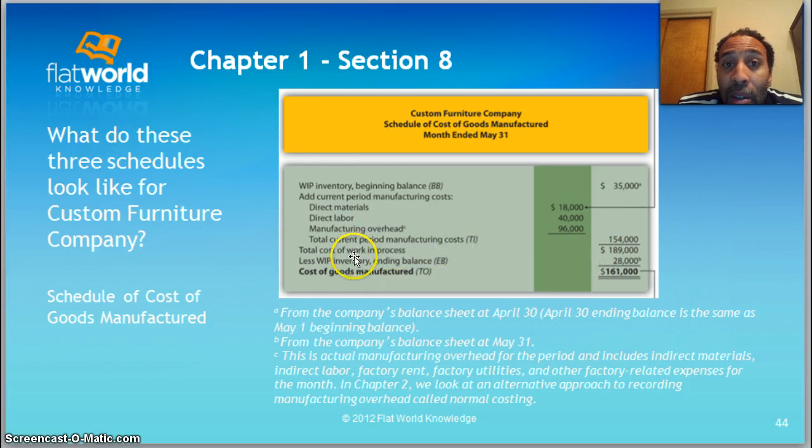So we minus work in process inventory at our ending balance. So we ended with 28,000. We had 189,000 available. Our cost of goods manufactured is 161,000. We have to have this number because we eventually need to come up with how much money we made gross, and then how much money we retain, which is going to be our net.